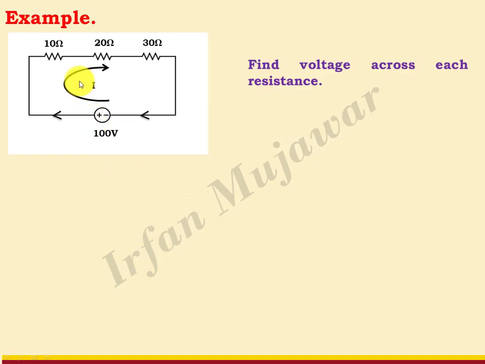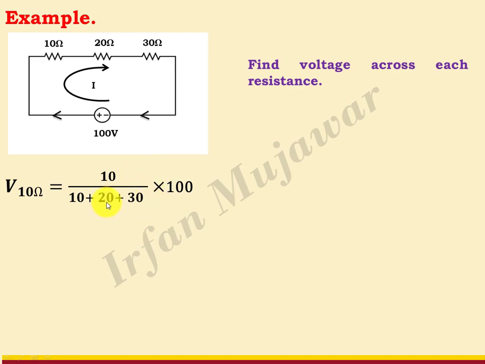Now let's solve the example that we have started with. We have to calculate voltage across each resistance. Now by voltage divider rule, we will calculate voltage across each resistance directly. So voltage across 10 ohm will be equal to same resistance, that is 10, divided by sum of all resistance, that is 10 plus 20 plus 30, into supply voltage, that is 100.